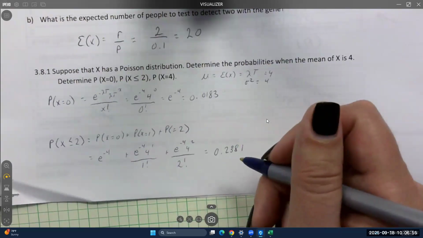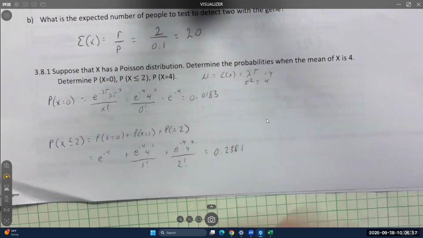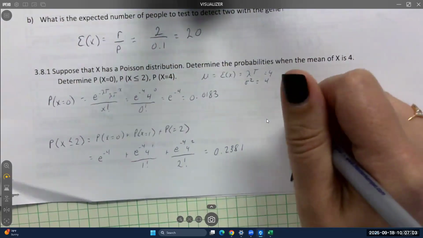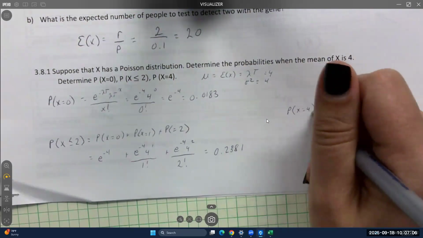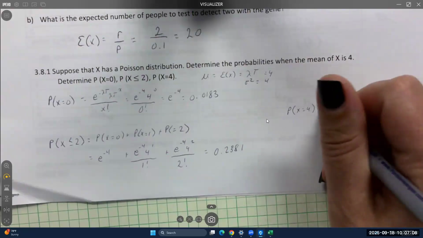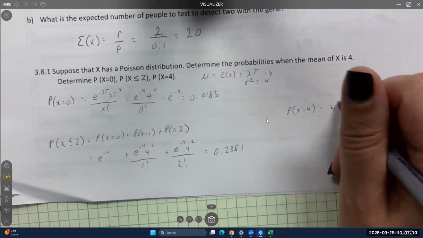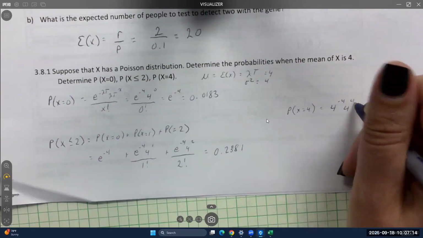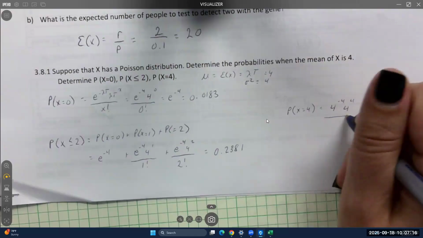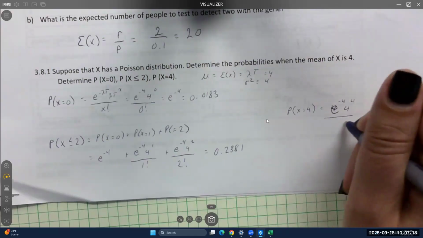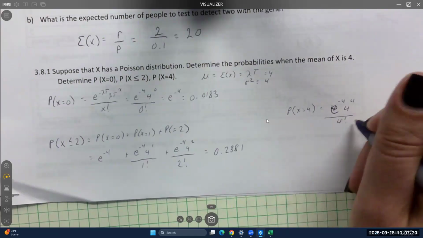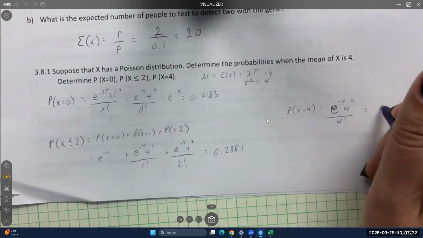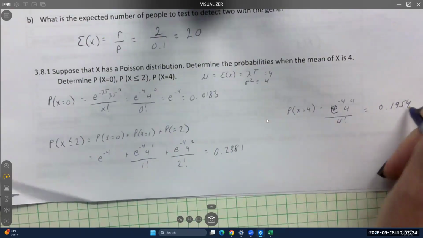I think this was meant to be an x is greater than 4 and do the 1 minus x is less than 4 again. I don't know why we would do two of equals to each other, but p for x is equal to 4. Again, we're just doing the same thing. So we have e to the negative 4 times 4 to the fourth power over 4 factorial. And that is equal to 0.1954.